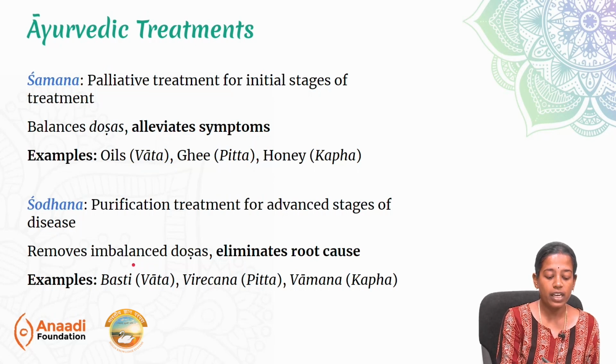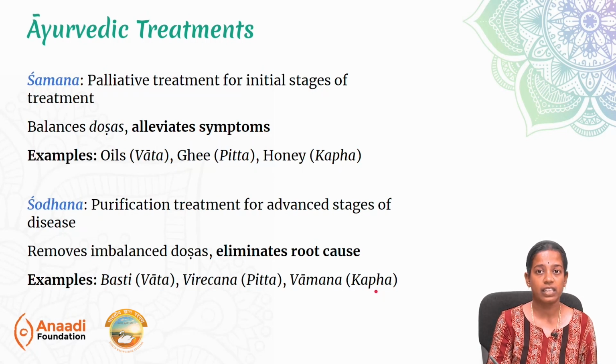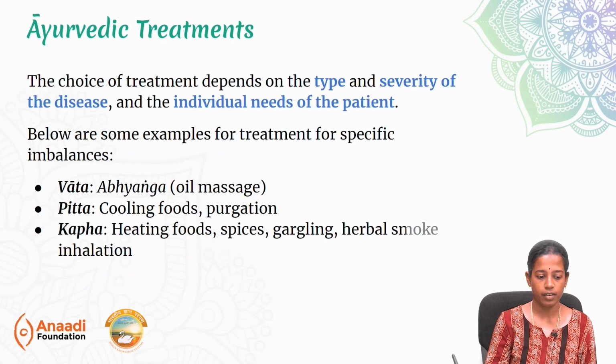So, it will involve removing the imbalanced doshas, at the same time focus largely on eliminating the root cause as well. For example, in advanced stages of diseases, when there is a vata imbalance, basti will be prescribed, wherein your whole colon, large intestine and all of that will be cleansed completely. It's a purificatory samskara. At the same time, if it is an advanced stage of pitta imbalance, it will lead to virechana or purgation, wherein we will try to remove the excess pitta from the impacted area. Third, for example, if there is a high kapha imbalance in the advanced stage, we would perform vamana. Vamana is induced vomiting, which will remove the excess kapha out of the body.